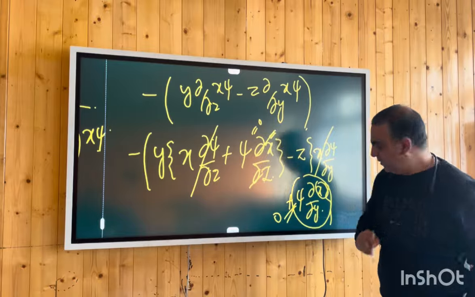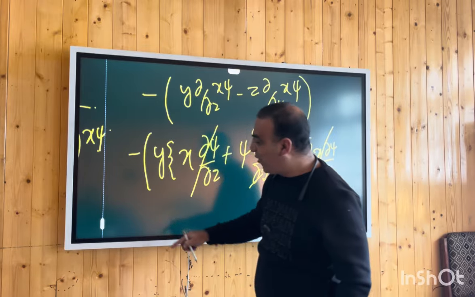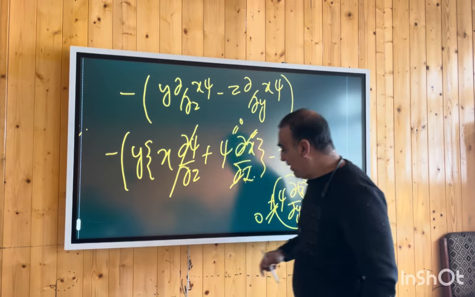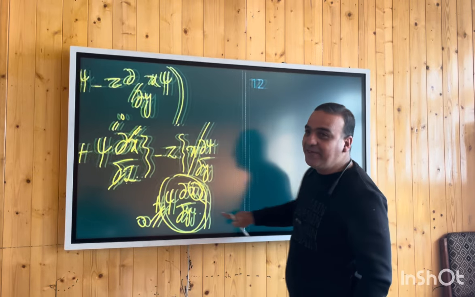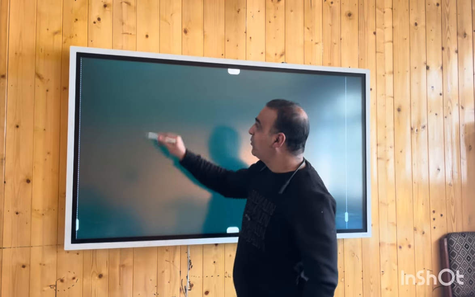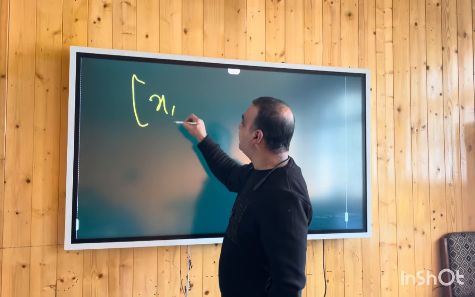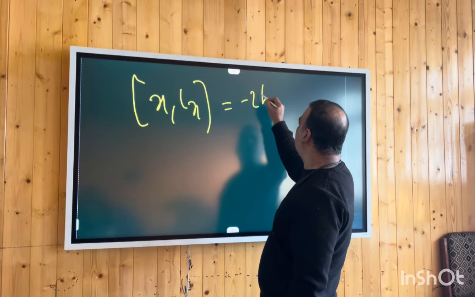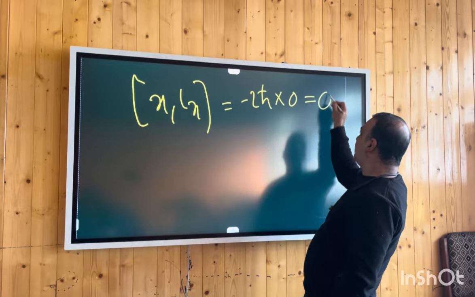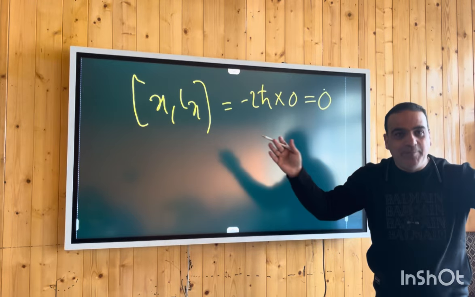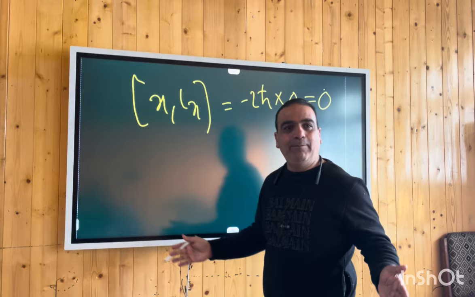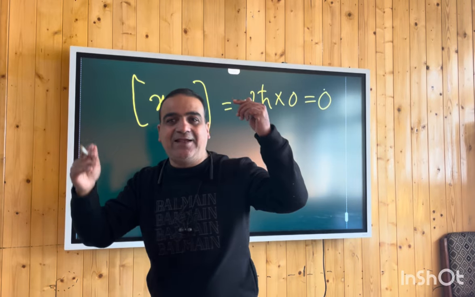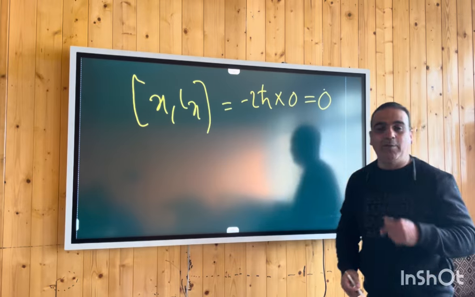Then this will be 0. That's right, you have got it correct. Absolutely correct. So everything is gone in it. The commutation between x and Lx has led us to minus iħ times 0, which is equal to 0. So they commute. You can exactly measure the position and the x component of angular momentum.